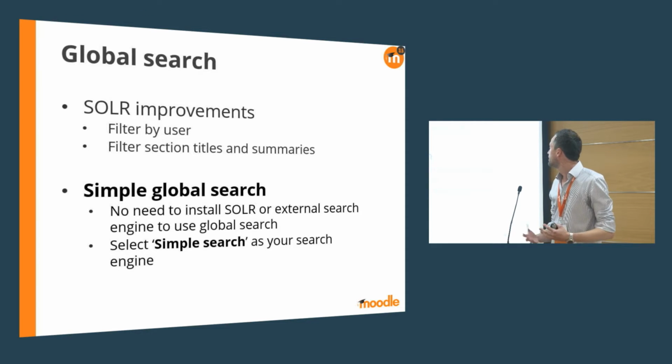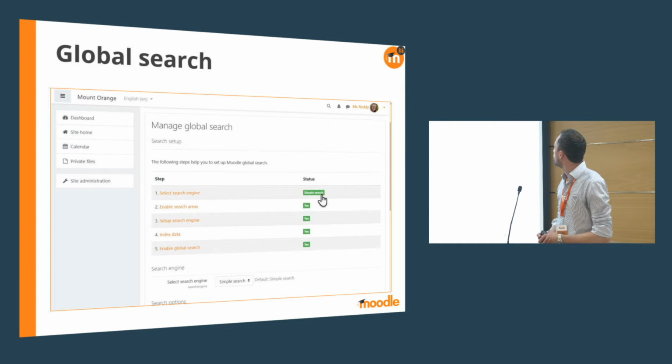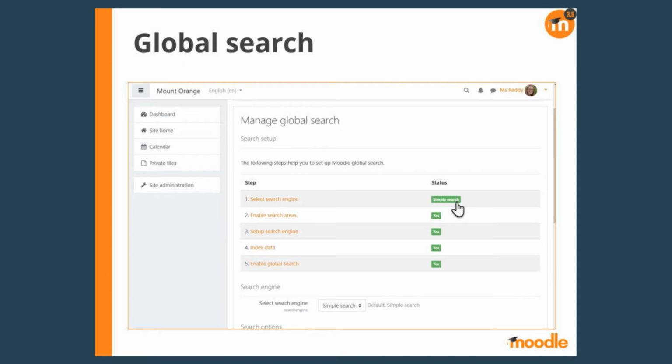So the nice thing about this is that there's no longer the need to install an external search engine to enable global search on your site. So when you go into your global search settings as an administrator, you can select under search engine, simple search, at which point in time global search on your site will be enabled for the users, and there's no need to connect an external search engine.